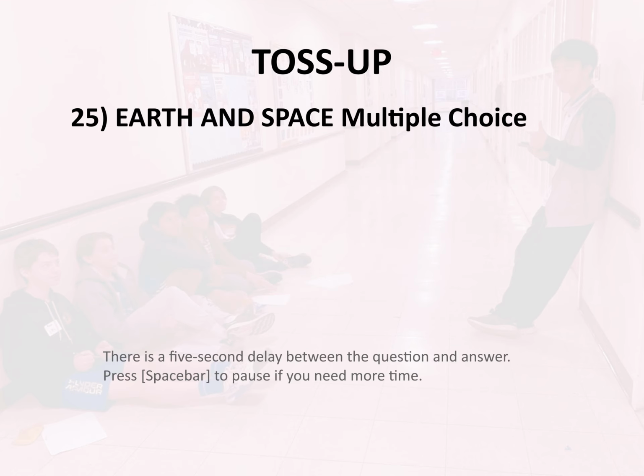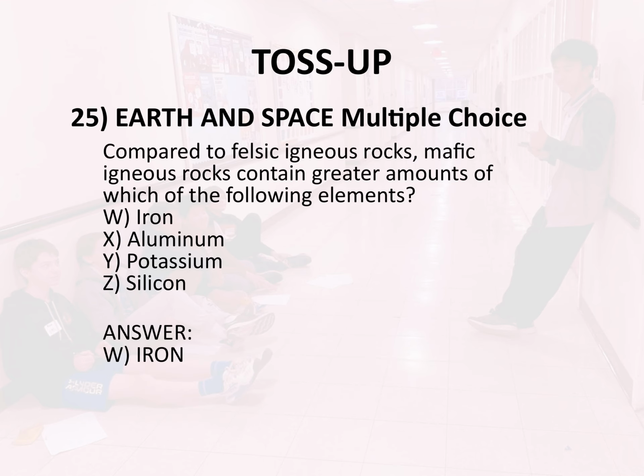Toss-up, 25. Earth and space multiple choice. Compared to felsic igneous rocks, mafic igneous rocks contain greater amounts of which of the following elements? W. Iron. X. Aluminum. Y. Potassium. Z. Silicon. Answer. W. Iron.